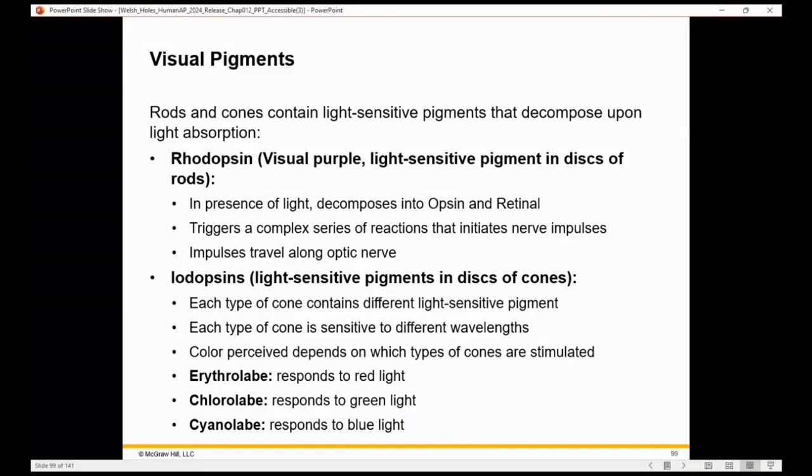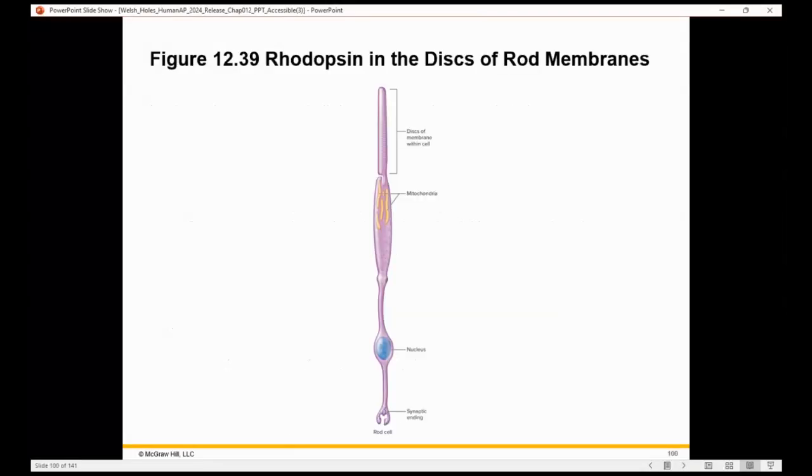Iodopsins. These are light-sensitive pigments in the discs of cones. Each type of cone contains different light-sensitive pigments, and each type of cone is sensitive to different wavelengths. Color is perceived and depends on which types of cones are stimulated. Erythrolabe responds to red light, chlorolabe responds to green light, and cyanolabe responds to blue light. This figure shows you rhodopsin in the discs of the rod membranes.